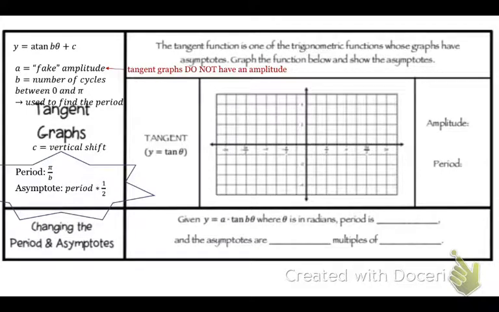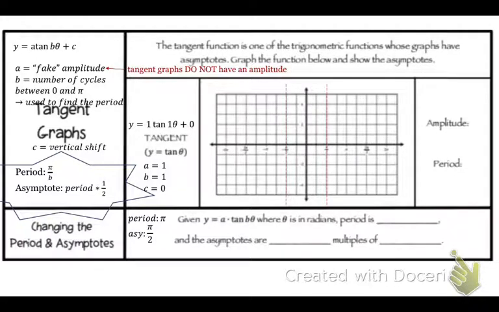Okay, so if we look at this, we have y equals 1 tangent of 1 theta plus 0. Well, that means that a equals 1, b equals 1, c equals 0. So our period is pi over 1, which is just pi. And our asymptote is pi times 1/2, which is pi over 2. So that's what I'm going to draw first is my asymptote. So I'm going to find pi over 2 on this graph, and I'm going to draw a dotted line right there. Then I'm going to go back and find pi over 2 and draw a line there.